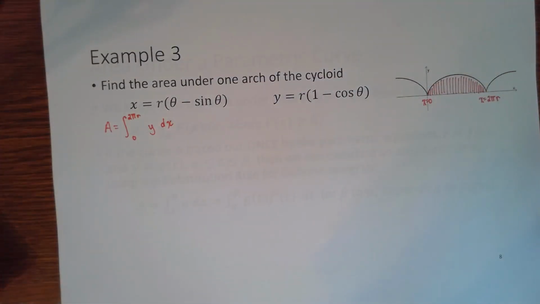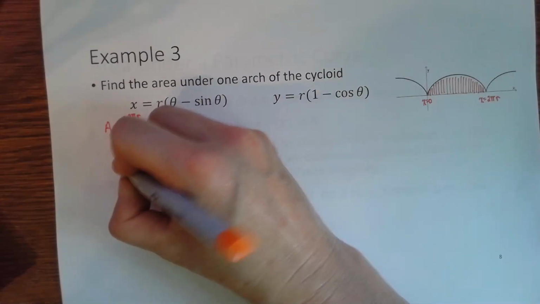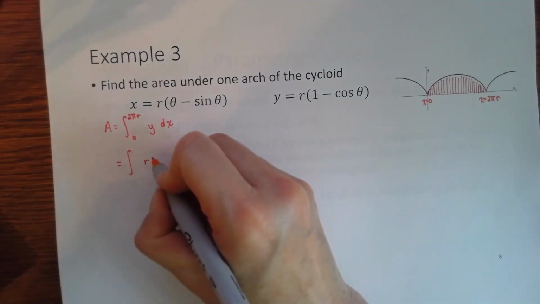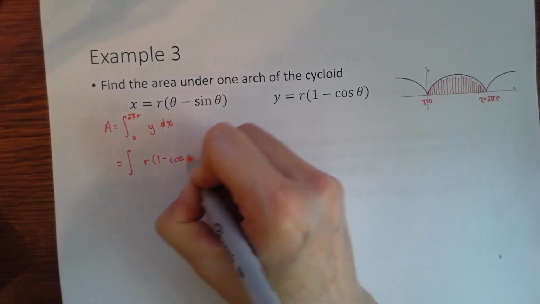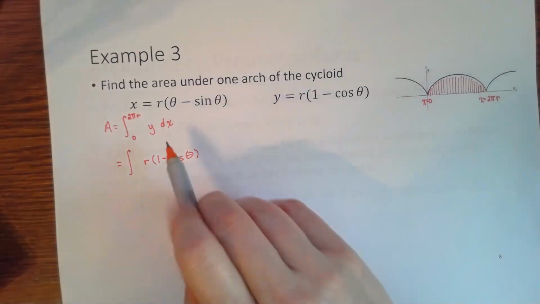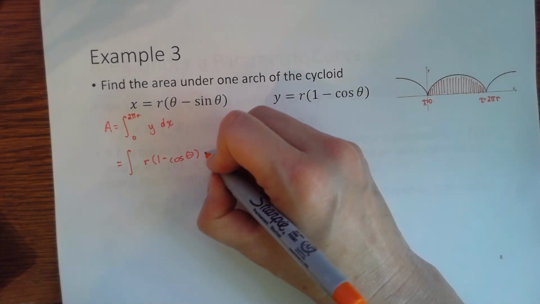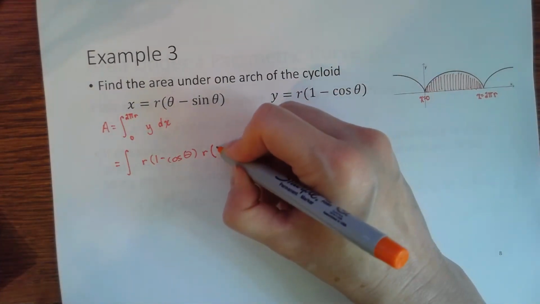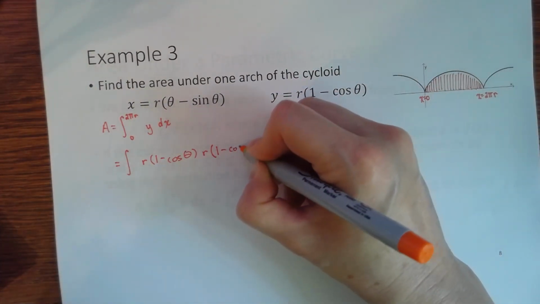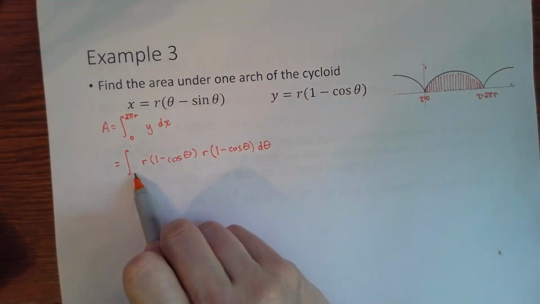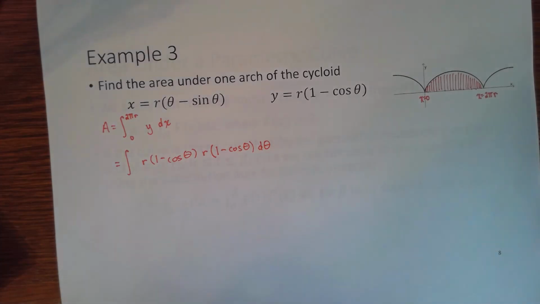Okay, and so then we will use the substitution rule. I'll do the bounds in a second. The y value is r times 1 minus cosine of theta. And then for dx, we've got to take the derivative of x, so the derivative of this is r times 1 minus cosine of theta d theta. And now we need to find the bounds.